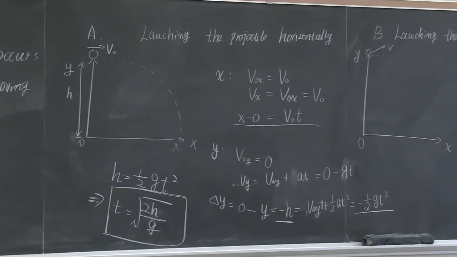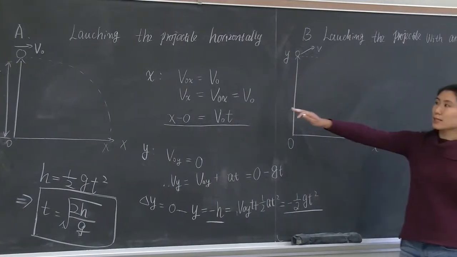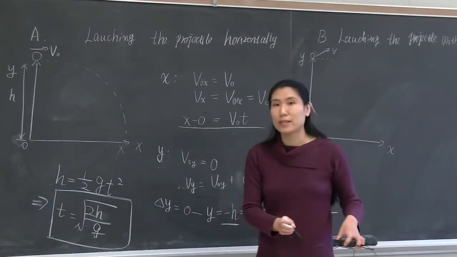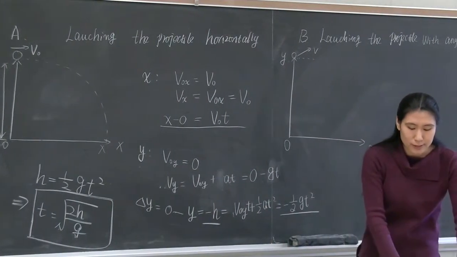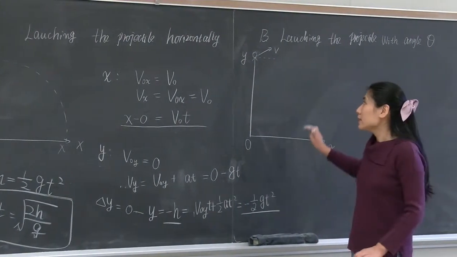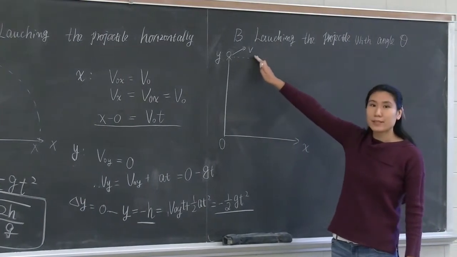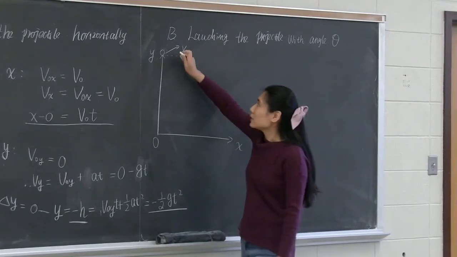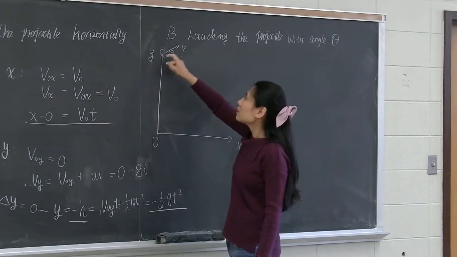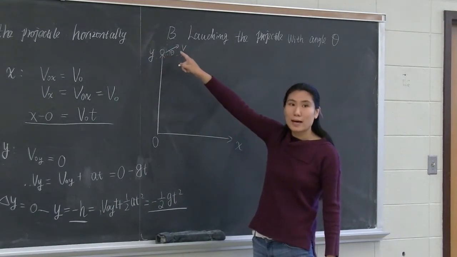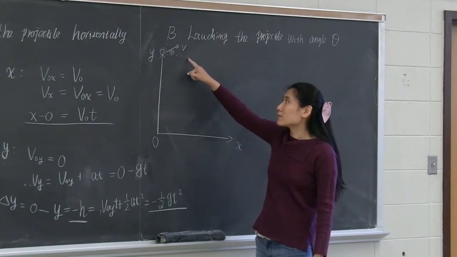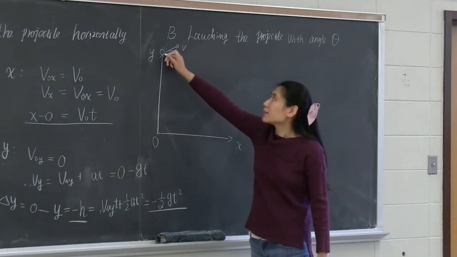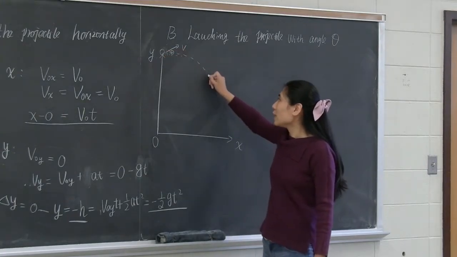Now there's another example. The first example was shooting the ball along the x direction, so in the y direction there is no initial velocity. Now we are shooting the ball with a certain angle above the x direction. Let's call this angle θ. So we are shooting the ball with angle θ above the x direction, and still measuring how long it takes for this ball to come back to the ground.